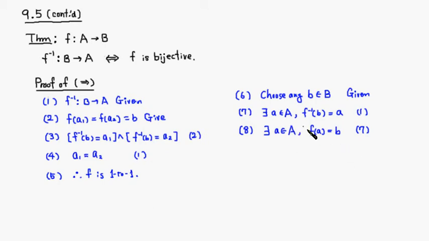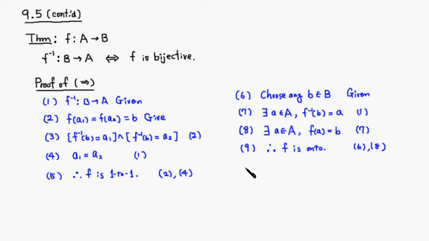All right, so this establishes that 9, therefore f must be onto. I'm using line 6 and line 8. I forgot to give a justification for line 8: I'm using line 2 here and line 4.